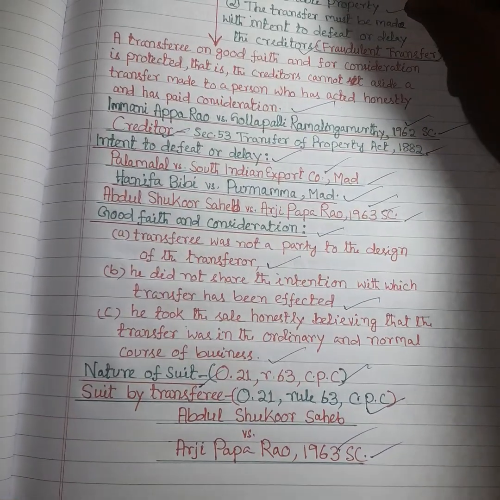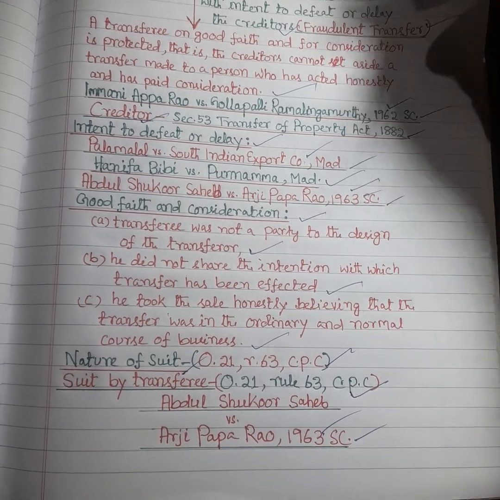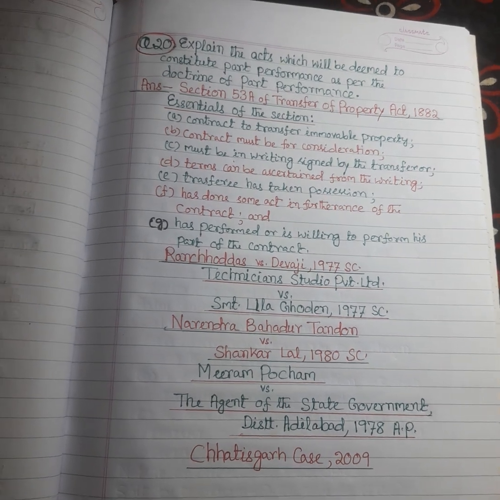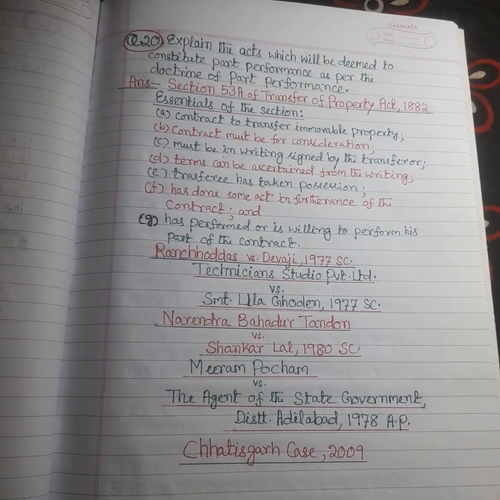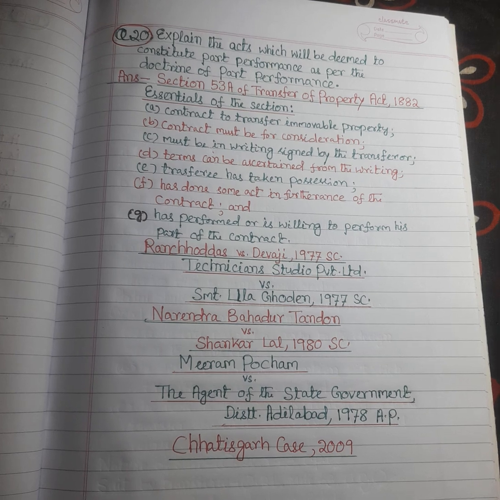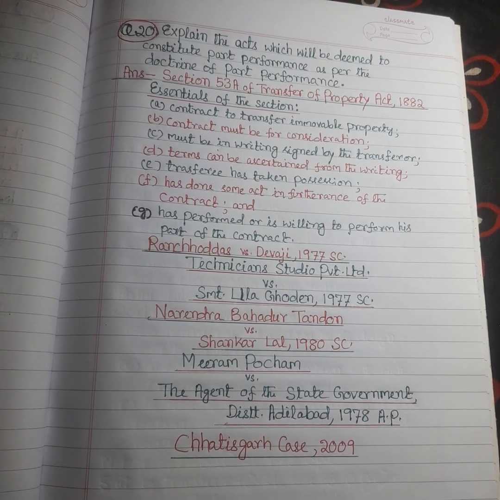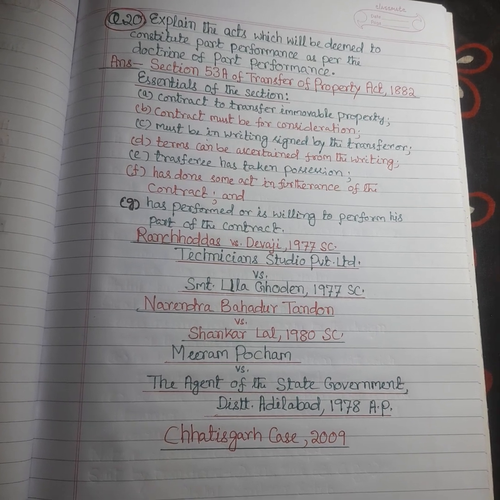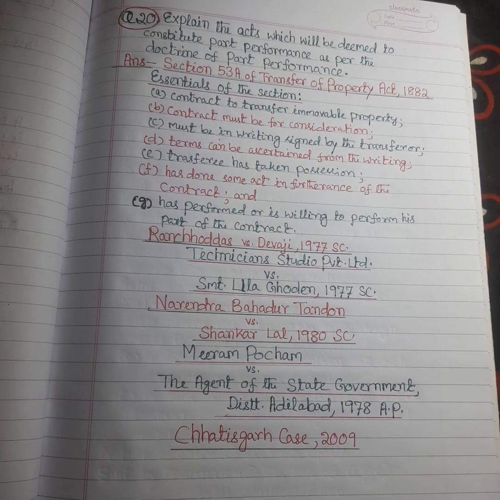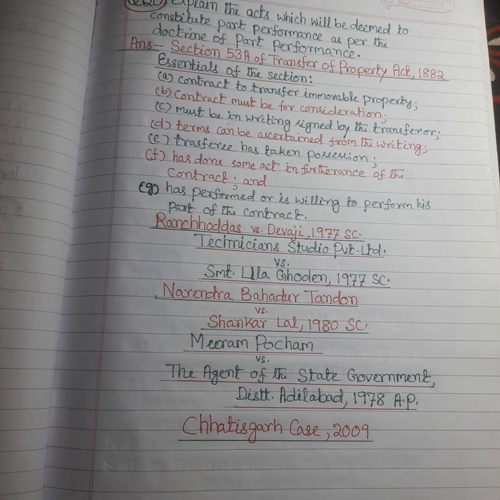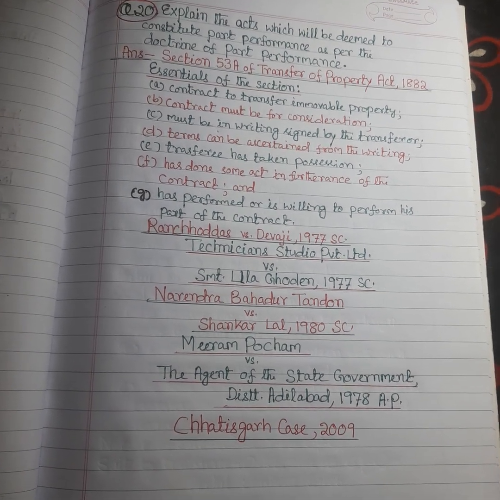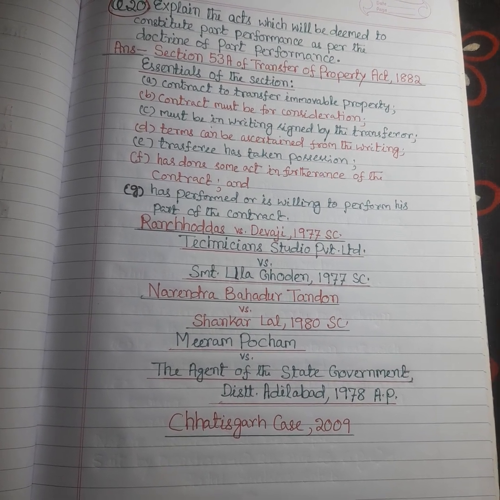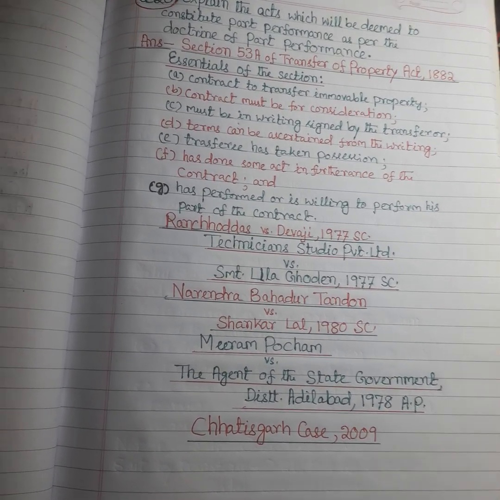So, in our next upcoming video, we'll discuss question number 20, and that question asks, explain the acts which will be deemed to constitute part performance as per the doctrine of part performance. The answer to this question we find under Section 53A of the Transfer of Property Act 1882.